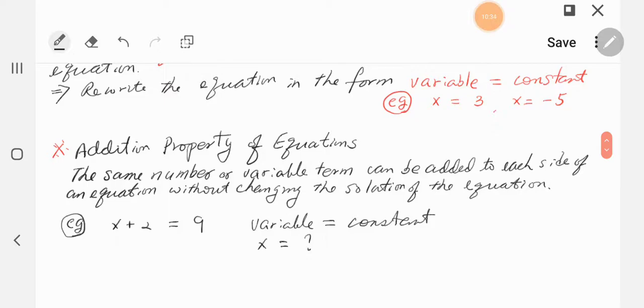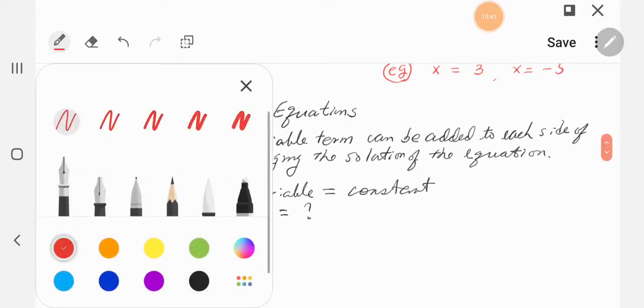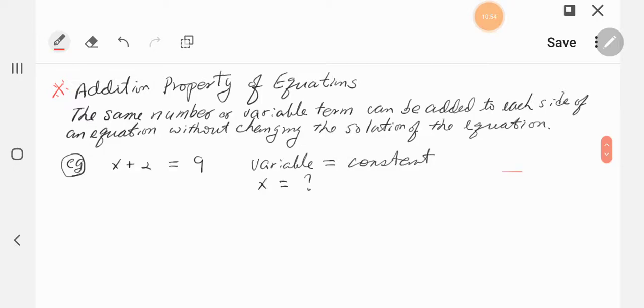So in order to write in this form, x equals something, we will apply the addition property of equations. Addition property of equations is this: the same number or variable term can be added to each side of the equation without changing the solution of the equation. So, an equation is a balance, right? We have something on the left-hand side, and then 9 is on the right-hand side. The left-hand side is x plus 2.